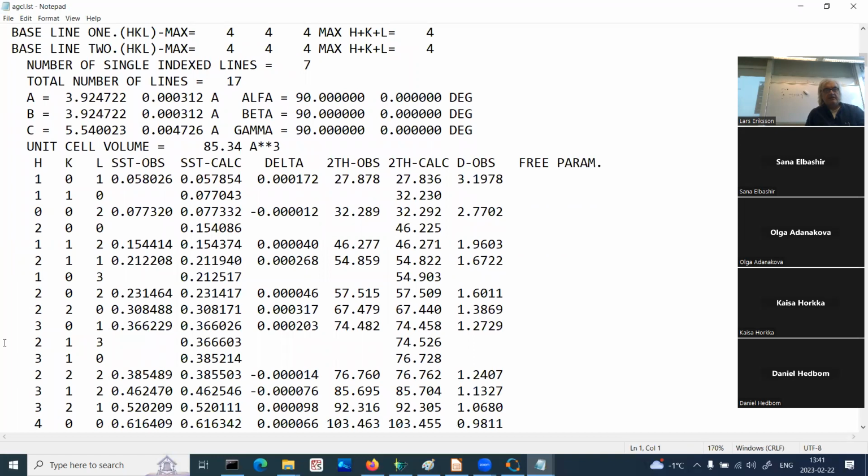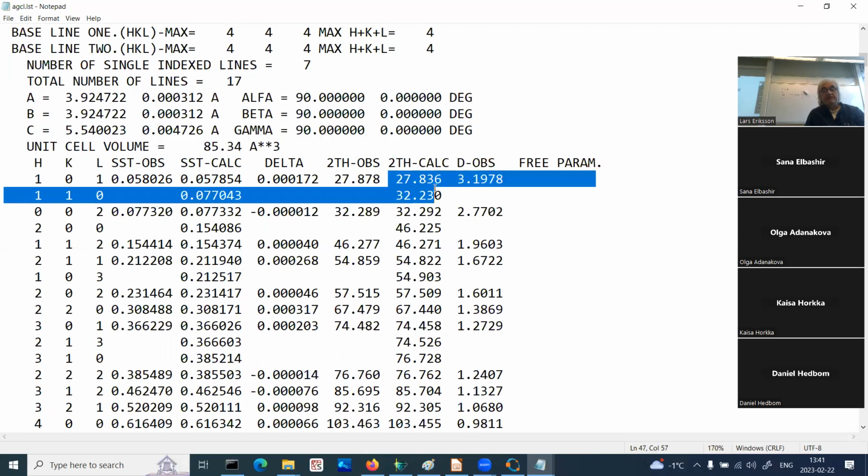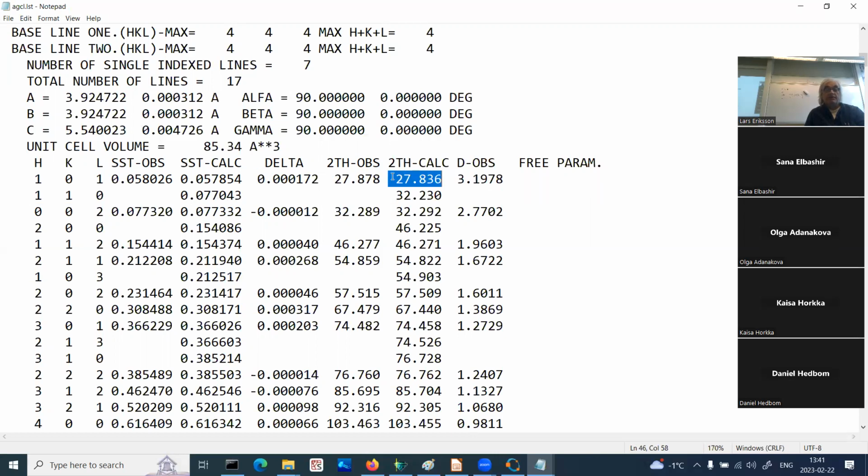Another thing, which is not very important: some lines have one observed and one calculated line. That's quite okay. Delta in this case in sine squared theta, but the observed 2 theta was 27.87 and the calculated was 27.84. So it's a difference of, say, something like 0.03. It's not optimal, but maybe acceptable.